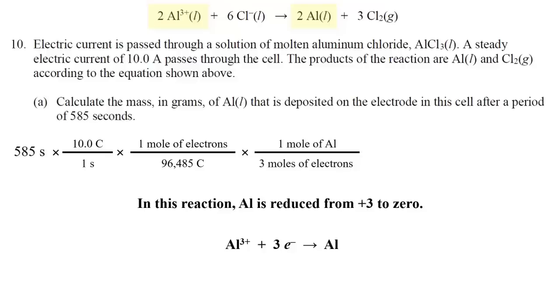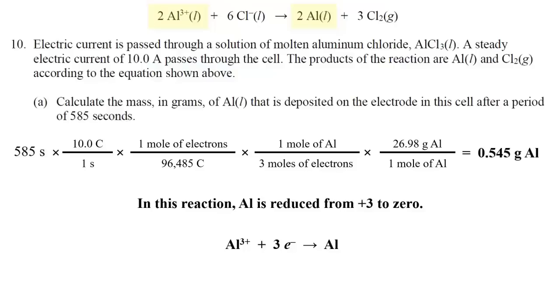I'm almost done with this calculation because I've gone from seconds to coulombs, I've gone from coulombs to moles of electrons, and now I've gone from moles of electrons to moles of aluminum. So I would go look on the periodic table to get the molar mass for aluminum, and I discovered that there is 26.98 grams of aluminum for every 1 mole of aluminum. So it's going to be 585 times 10 divided by 96,485 divided by 3 and then times 26.98.